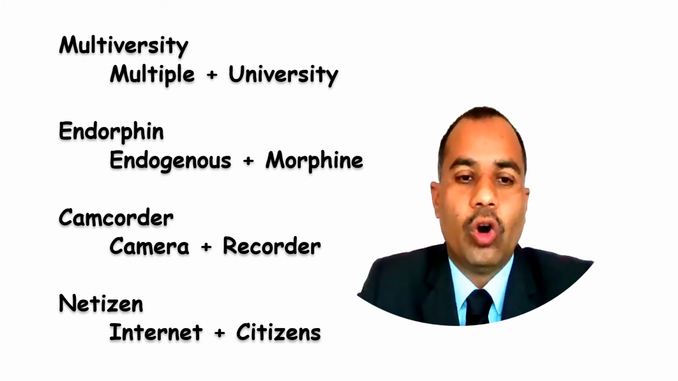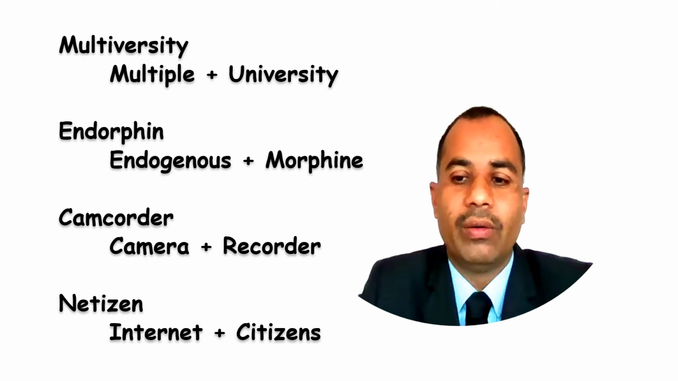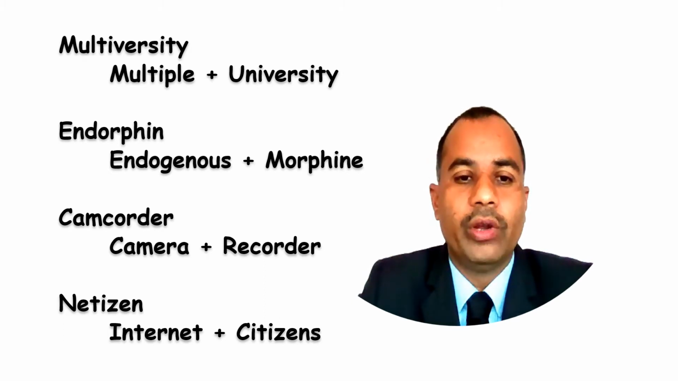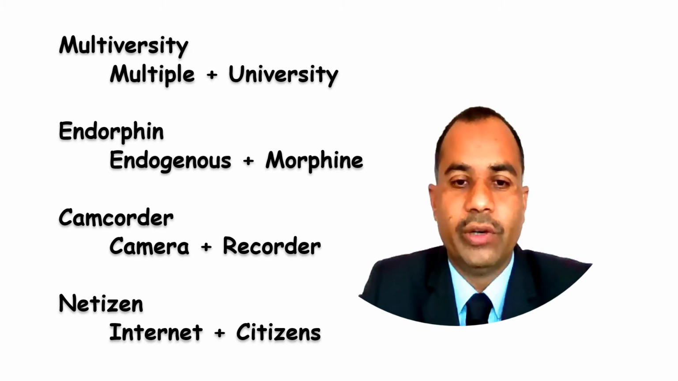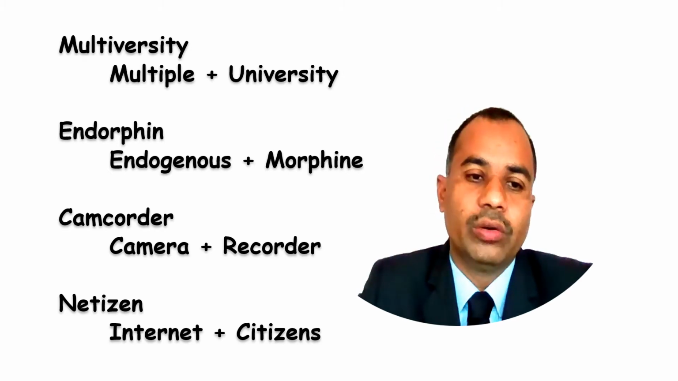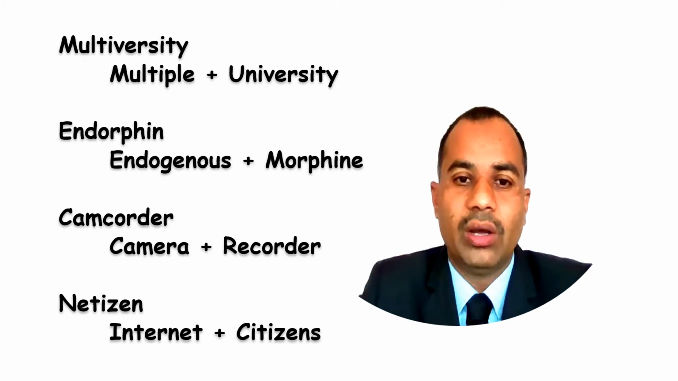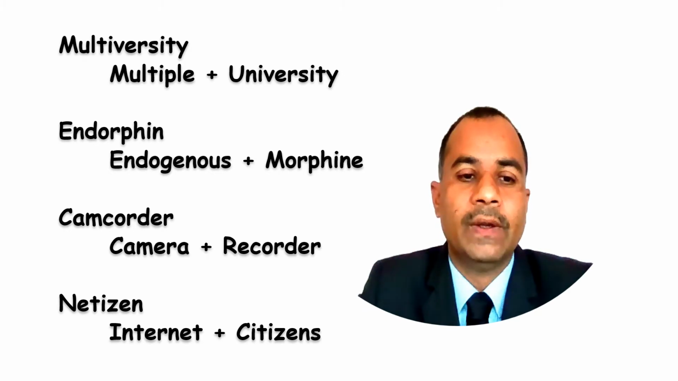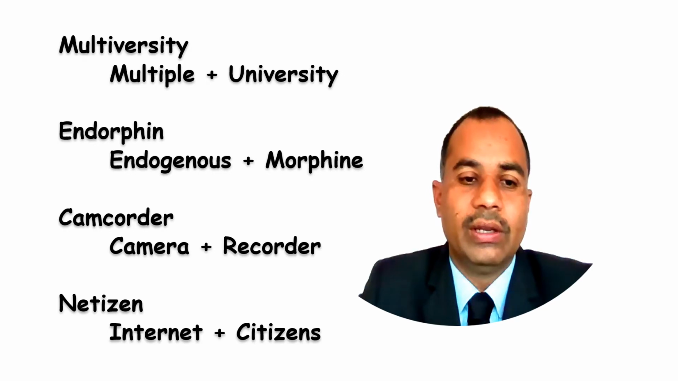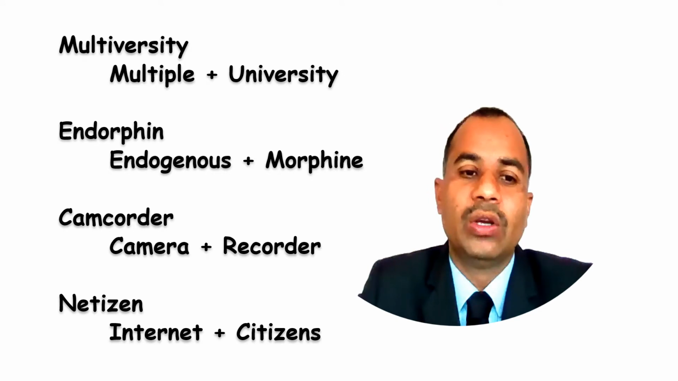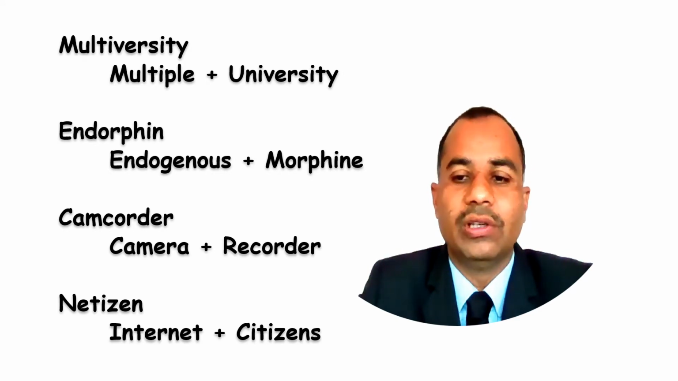Then we have a camcorder. Nowadays we have these multifunctional equipments, and in camcorder we have camera as well as recorder, video recorder, so we call it camcorder. And netizen, you are well aware of, when you do something on internet you must follow some conduct, so that is netiquettes. And here we have netizens, so like residents of some society. We have citizens on internet, so netizens.